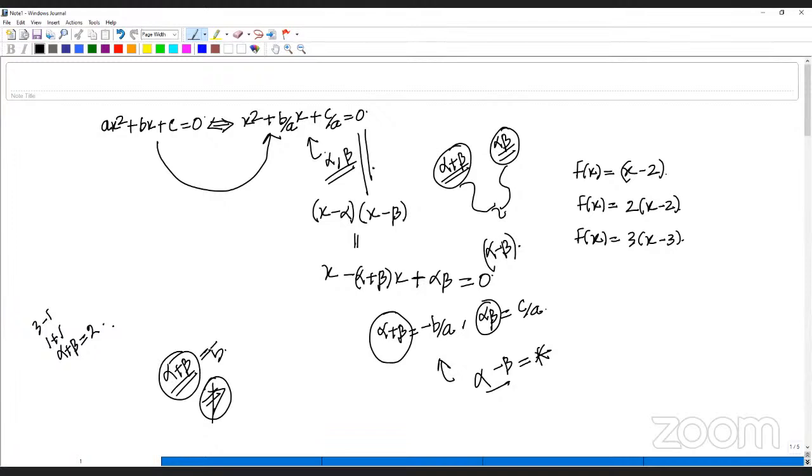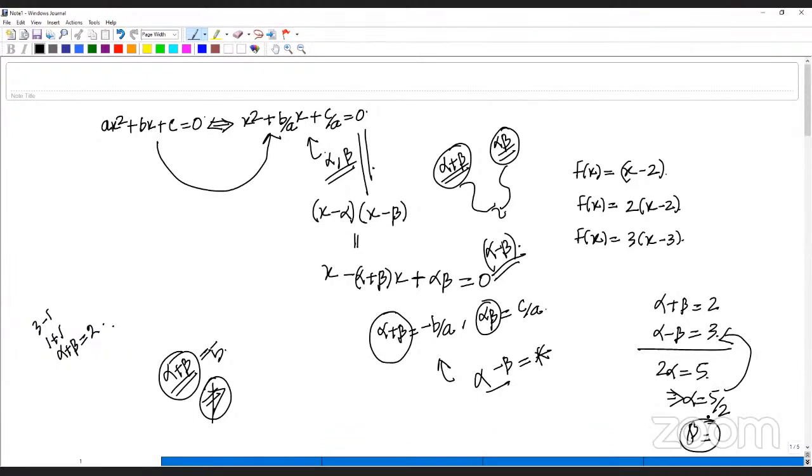Yeah, so from there you can get the value of alpha minus beta. Once you know alpha plus beta and alpha minus beta, then you can solve the equation. Suppose alpha plus beta is 2 and alpha minus beta is 3. Then you add these two things. What you'll get, 2 alpha is 5. Alpha is equal to 5/2. And if you put the value of alpha in one of them, we can find beta.